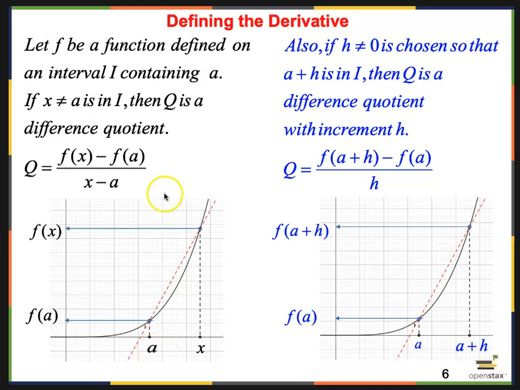Here, if we look at the first one, there's my x, there's my a. So f of x minus f of a over x minus a. Here I have f of a plus h minus f of a. And if we look at the difference, a plus h minus a, we'll get h. So this is the difference between these two distances, these two values.